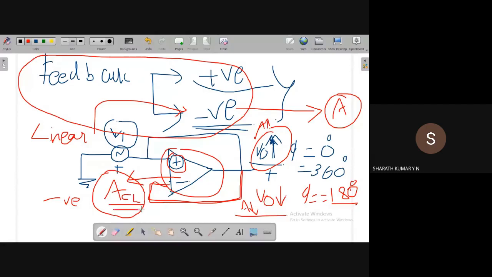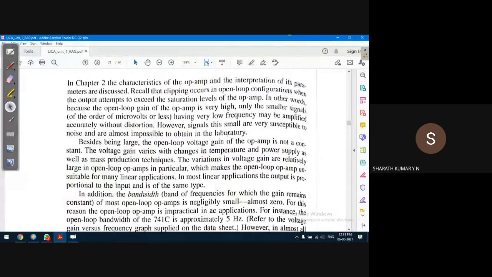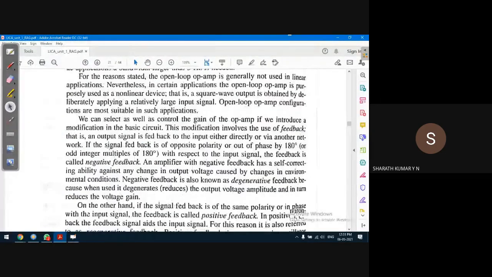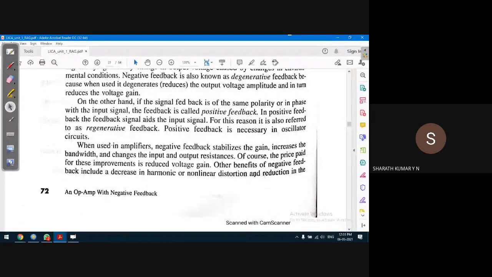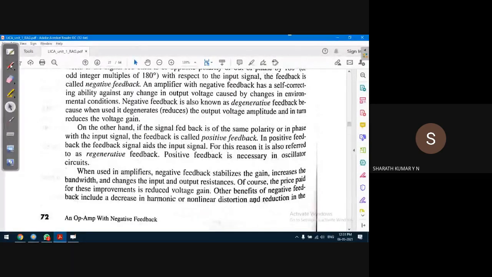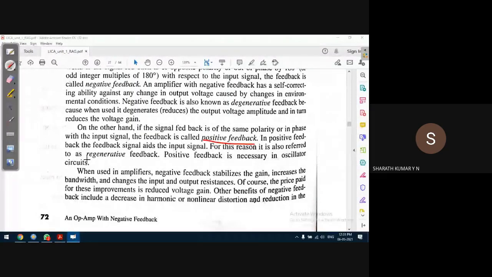This representation varies from textbook to textbook. Let us use ACL as the closed loop gain of an op-amp. So this is the situation. Thereby we have negative feedback, and negative feedback is always more helpful compared to positive feedback, because positive feedback is always regenerative feedback. It will amplify, but it has its own application. For example, in oscillatory circuits it is used. We'll see the applications.